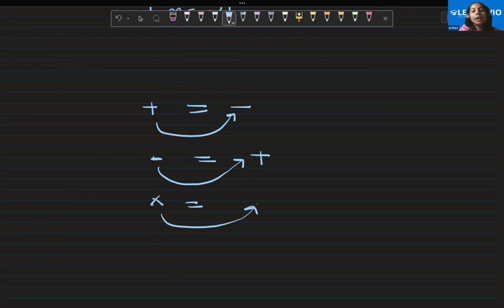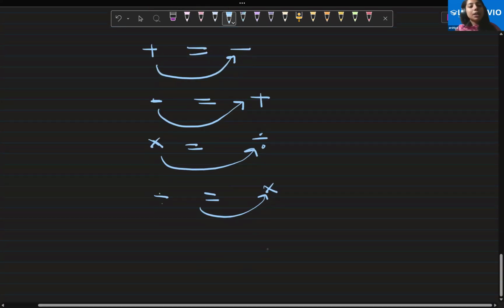What will happen if I take it here? Unmute yourself if you're saying the answer. No, the opposite of multiplication is division, right? So it will be division. And if it's division on this side, you take it to the other side, it will be multiplication.